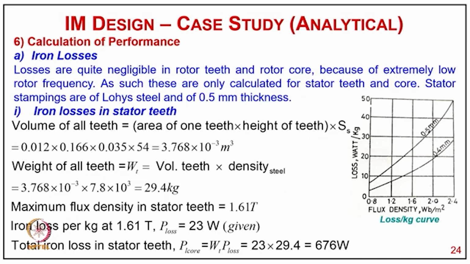So for different flux densities, because different parts of the machine have different flux densities, as we calculated. The flux density in the stator teeth and rotor teeth are different, and the flux density in the stator core and rotor core are different. So we have to use the entire characteristic because the flux density varies here.